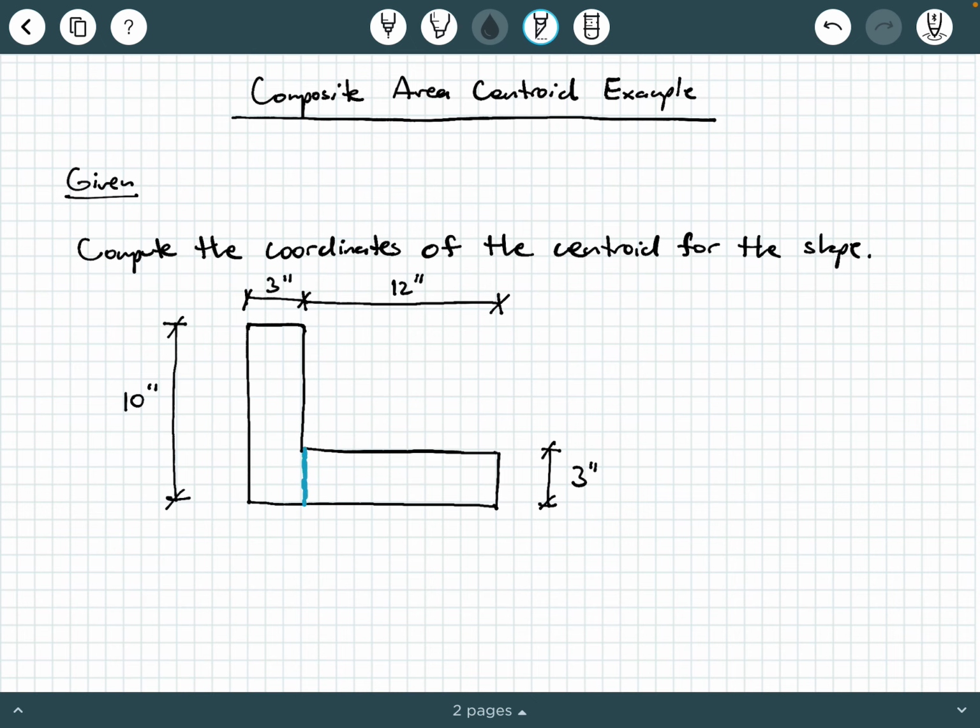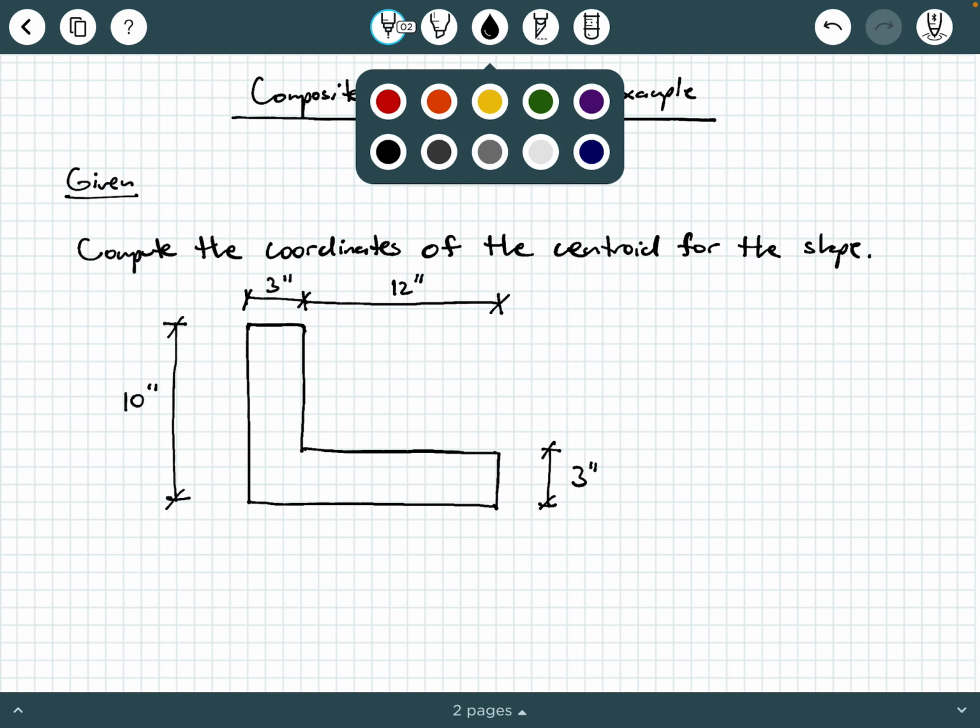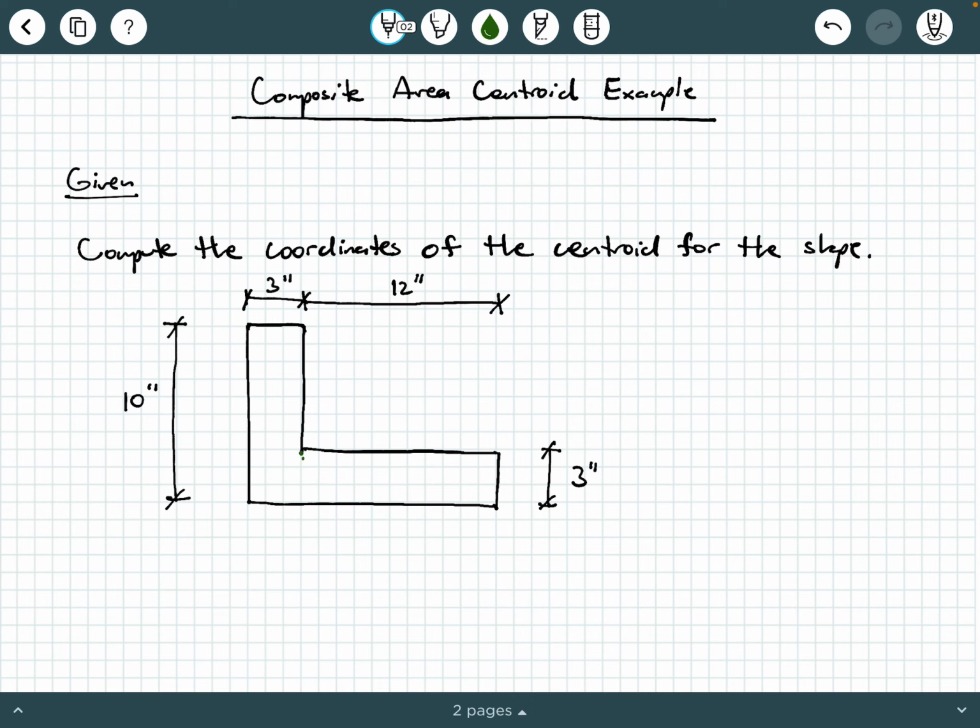I'm going to put a little separation right here, and use a different color just to help me visualize this. Once you have separated the area, you want to label each part, just for labeling purposes, so you can keep track of things. I'm going to call this part 1, and this more horizontal rectangle part 2.